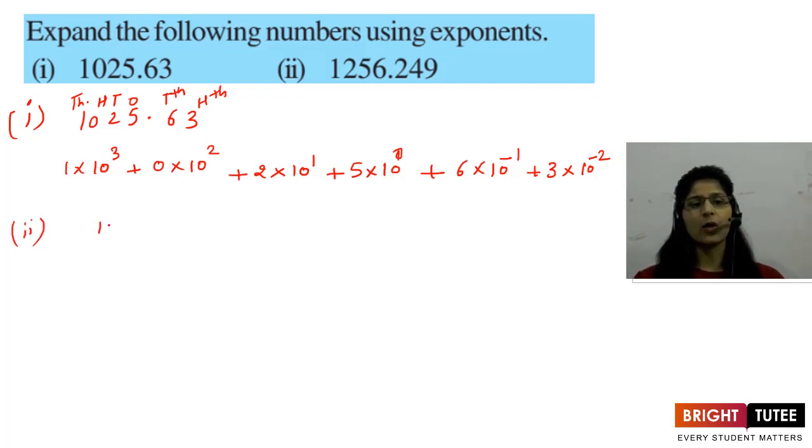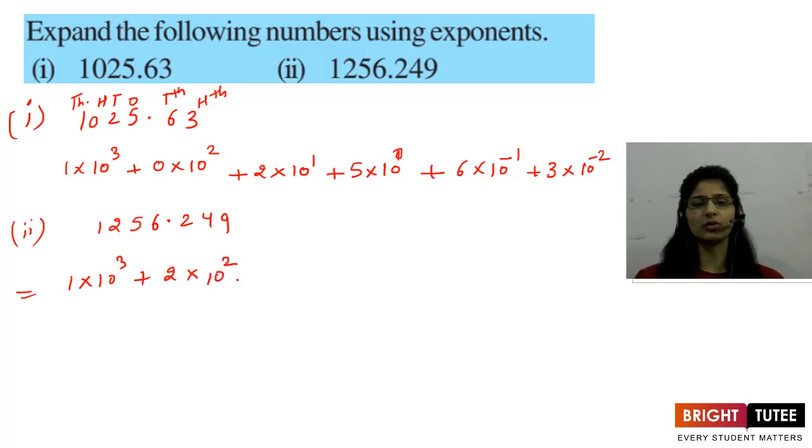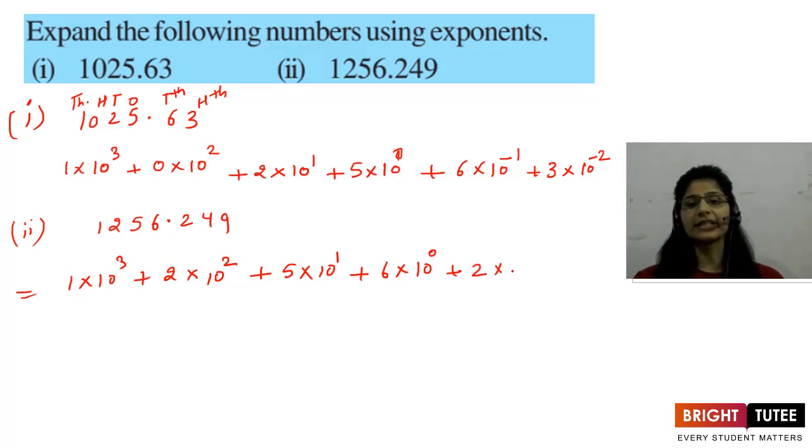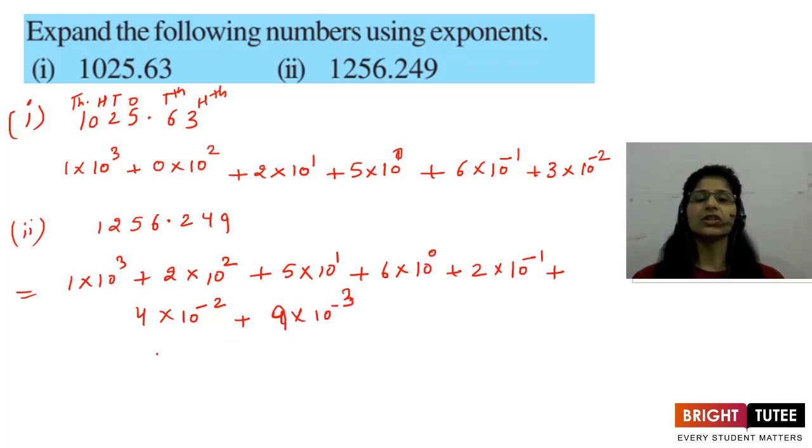In the second part, we have 1256.249. 1 is at thousands place, 10 to the power 3. 2 is at hundreds place, 10 to the power 2. 5 is at tens place, 10 to the power 1. 6 is at ones place, 10 to the power 0. Plus 2 is at the 10th place, that means 1 upon 10, which is 10 to the power minus 1. Plus the next is 4. 4 is at the 100th place, so 10 to the power minus 2. Plus 9 is at the 1000th place, so this is 9 into 10 to the power minus 3. So this is how we are going to express the numbers using exponents in the expanded form.